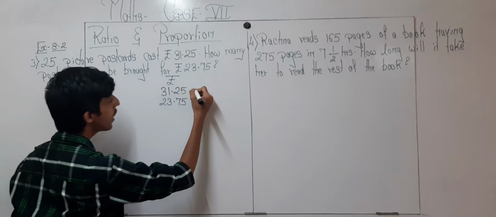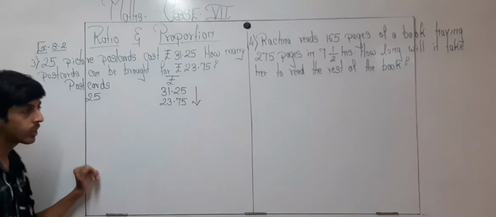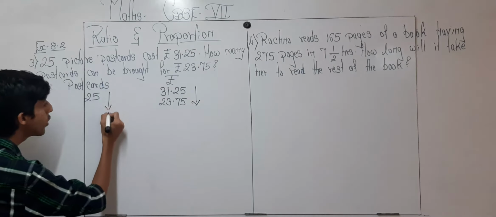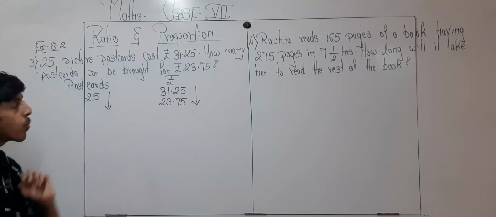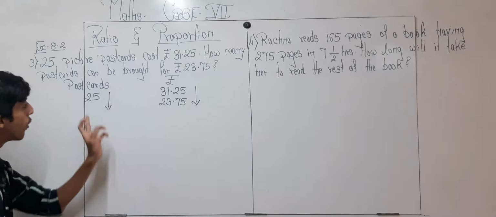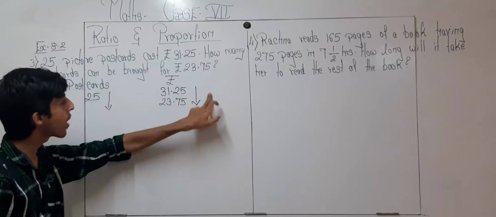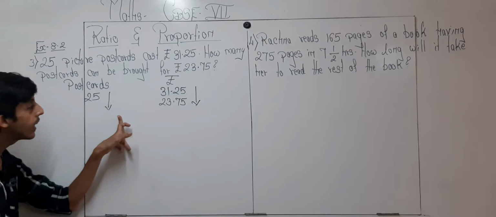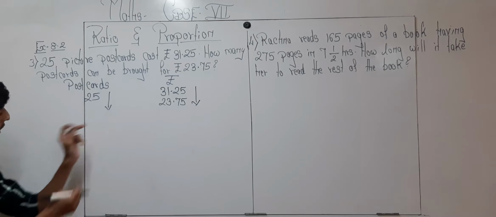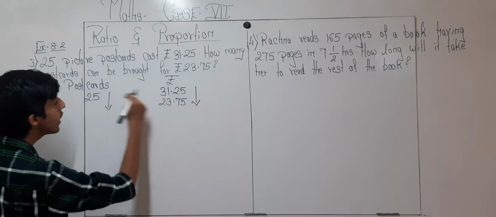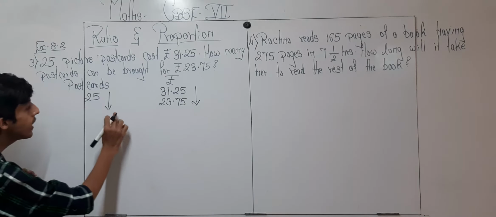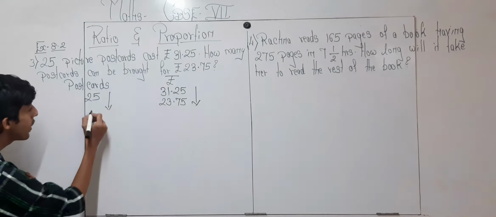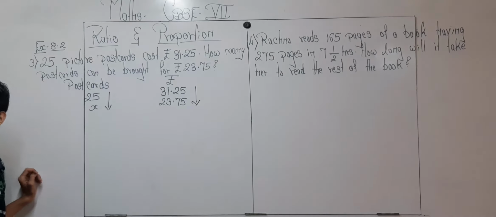So now see, the amount, the rupees, has decreased, which means indirectly the postcards will also decrease. Fewer postcards will be bought because the rate is the same for each postcard. When the price is decreasing, indirectly the number of postcards bought is also decreasing. So when both direction arrows are moving in the same direction, which concept is it? Direct concept. So in direct, what do we have to do? Cross multiplication. We have to find the value of x.